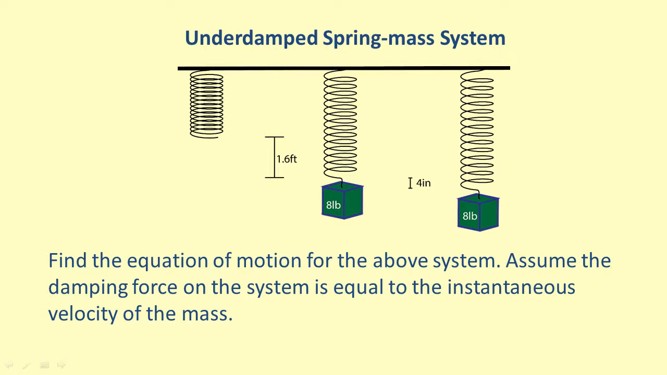Here we assume the damping force is equal to the velocity of the mass. The general equation is m y double prime plus b y prime plus k y equals 0. We need the mass, m. Mass is weight divided by the acceleration of gravity, which is 32 feet per second squared. The mass is 1/4 slug.